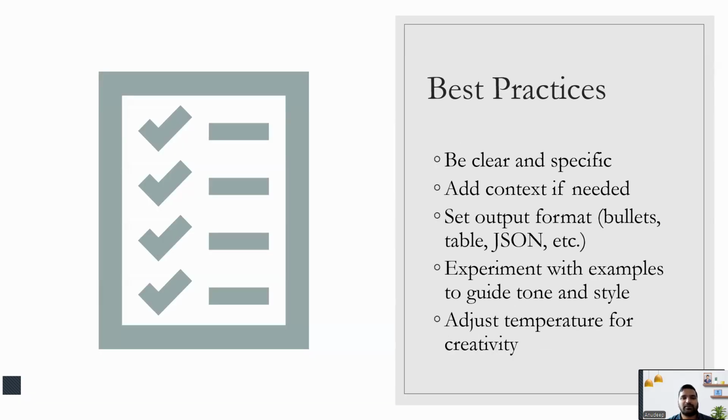Now, what are the best practices from an industry perspective for you to build a generative AI and when you build a prompt template for it? We need to be clear and specific, and add context if needed. You can set the output format to bullet points, tabular, or JSON. Experiment with examples to guide tone and style for your LLM engine. Adjust the temperature for creativity as we discussed.